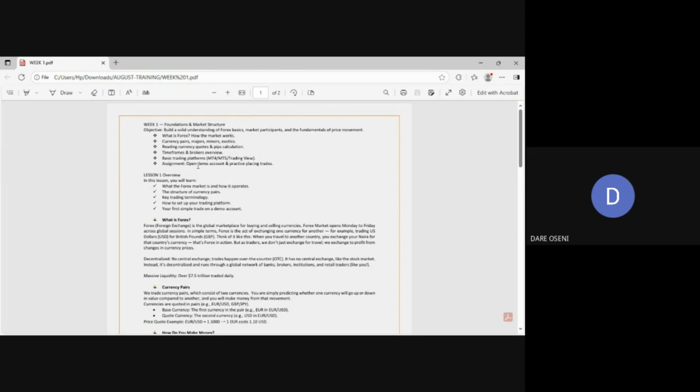Now I want to read this write-up that I'm showing you here. What's Forex trading? Forex trading is a global market for buying and selling currencies. The Forex market opens Monday to Friday across global sessions. In simple terms, Forex is the act of exchanging one currency for another. For example, trading US dollars for British pounds. That's Forex trading. Think of it like this: when you travel to another country, you exchange your naira for that country's currency. That's Forex trading in action.